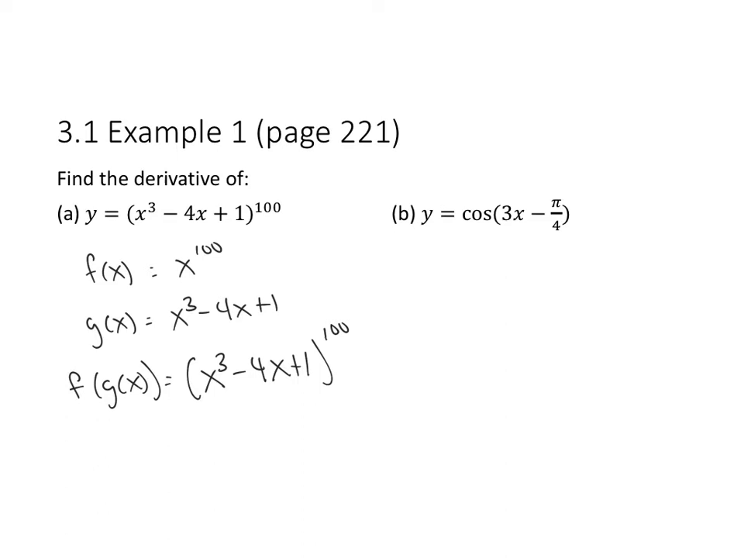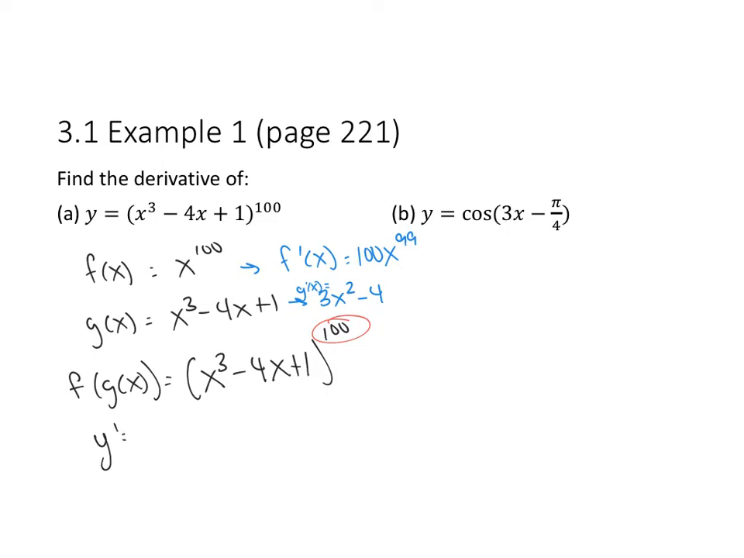So first let's differentiate the parent. So if I look up here, my f prime of x would be 100 times x to the 99. And the baby, the inside function, their derivative, would be 3x squared minus 4. That would be g prime of x. Now let's put those things together. I'm going to differentiate the parent, which is this to the 100.